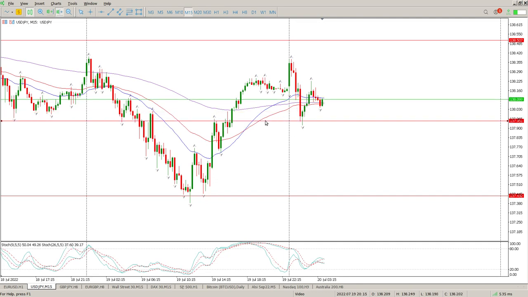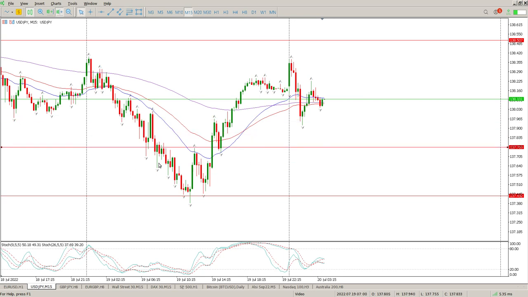Just keep modifying your levels based on the time frame that you're on. So this is the first one, 137,958. Each of these fractals is going to offer some form of support. Even a deeper pullback down to there. And there's a swing high. It was tested.